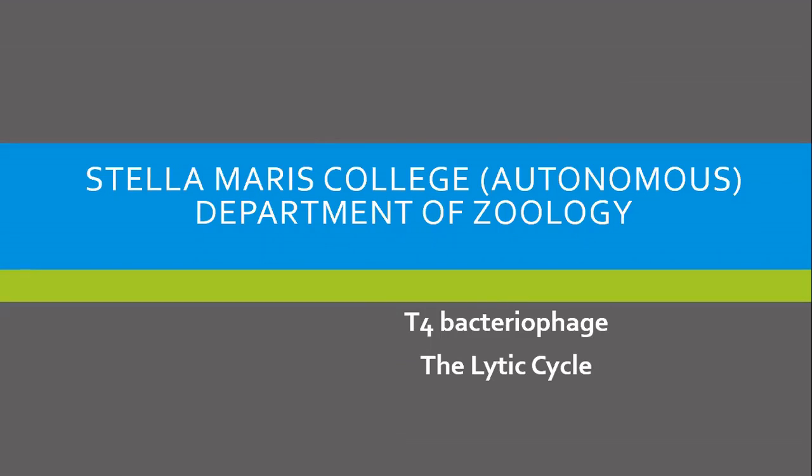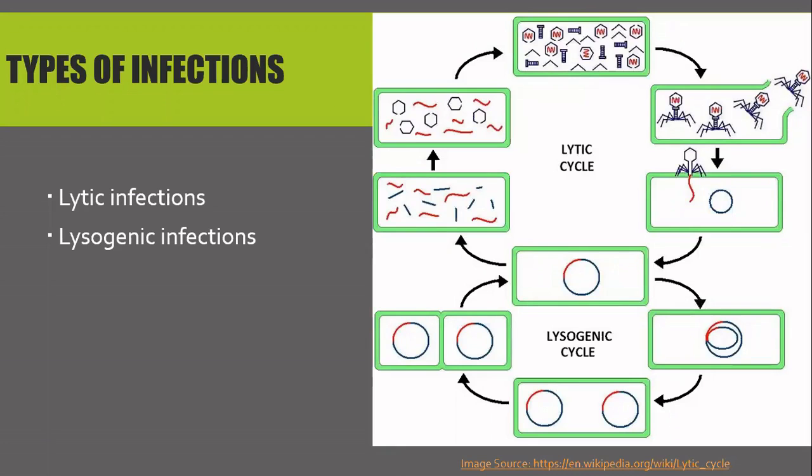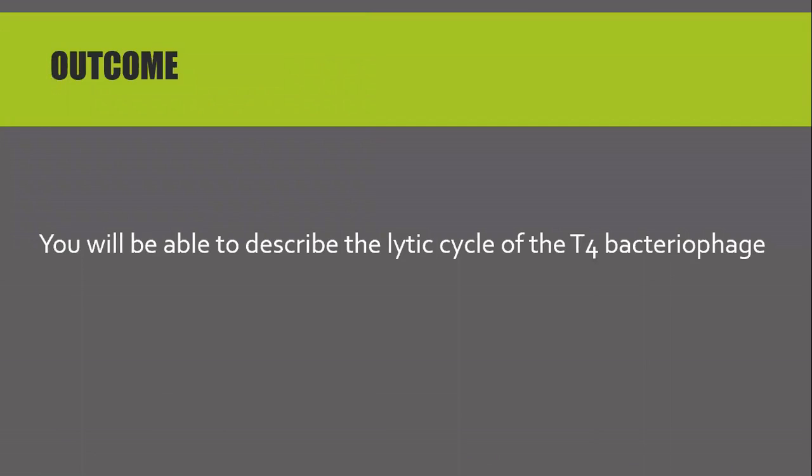T4 bacteriophage, the LYTIC cycle. There are two kinds of cycles through which bacteriophages can replicate within their host cells, the LYTIC cycle and the lysogenic cycle. At the end of this video, you will be able to explain how the T4 bacteriophage through the LYTIC cycle multiplies within its host cell.